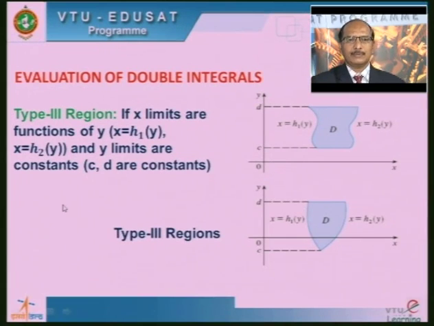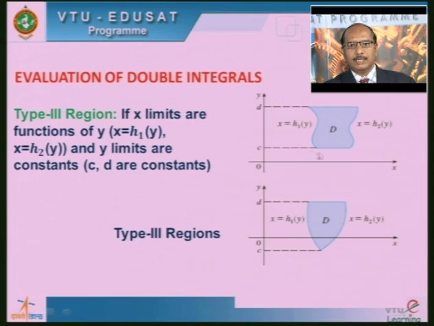Similarly, there is another type, we call it a type 3 region. Here the x limits are functions of y, you can call it x equal to h1(y), x equal to h2(y), and the y limits are constants, say c and d. Such regions we call type 3 regions. You can see the diagrams here.